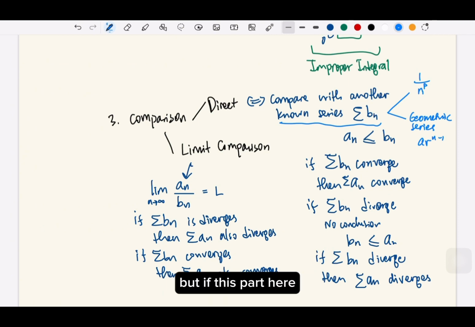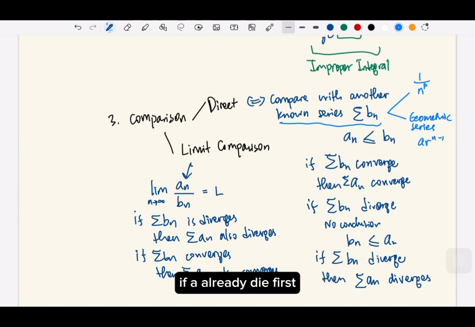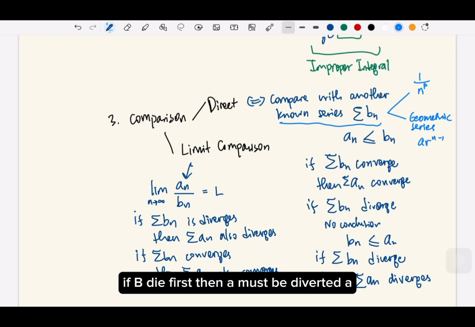But if this part here, if A is smaller than B, and if A already diverged, B cannot be converged, right? So if B diverged, then A must be diverged.